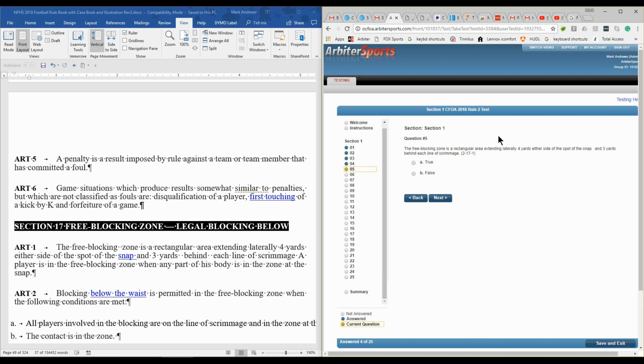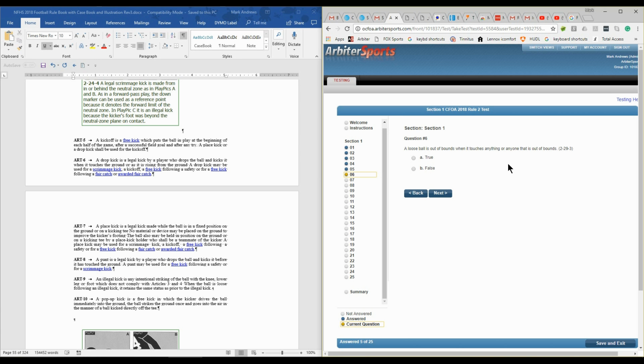Question 5, the free blocking zone is a rectangular area extending laterally 4 yards either side of the spot of the snap and 3 yards behind each line of scrimmage. And that is the exact definition of the free blocking zone. That is true.